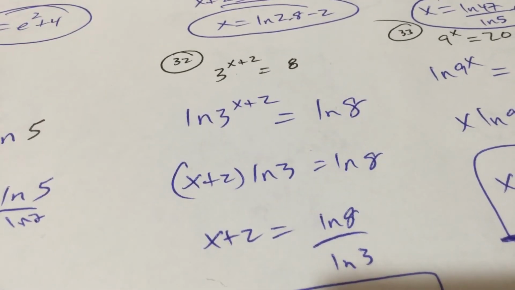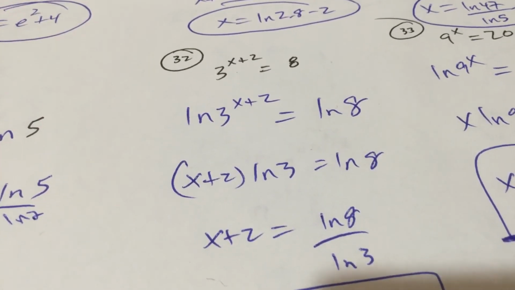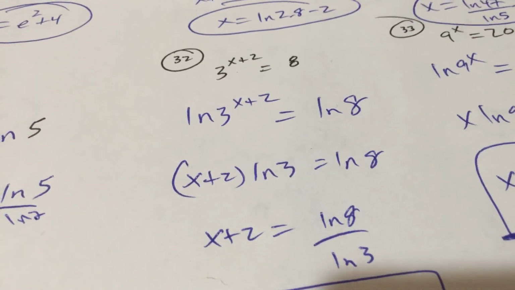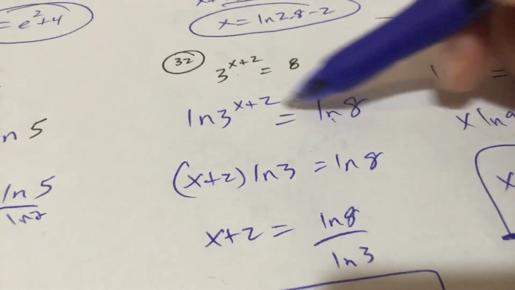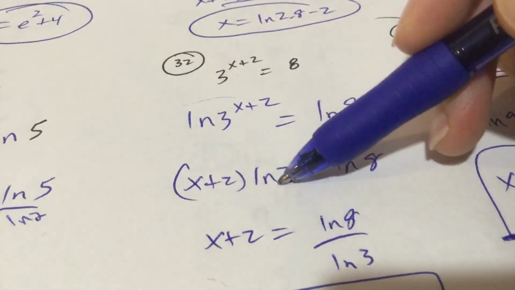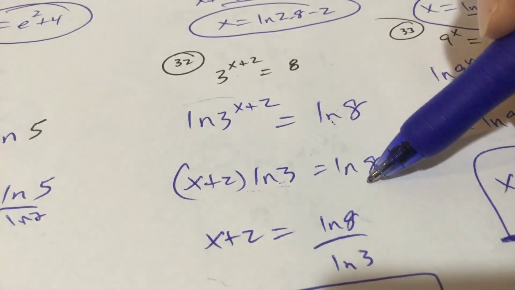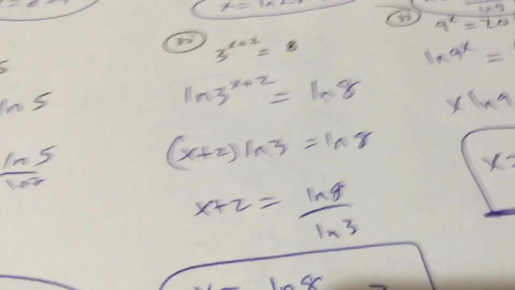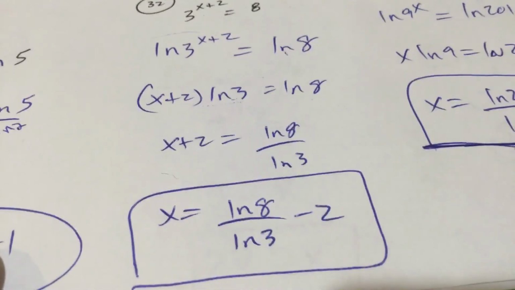I can't get 8 to be 3 to any power. It's almost 3 squared, but it's not. Attach natural log to both sides like I did. Bring down that exponent, x plus 2. Divide both sides by natural log 3. Subtract 2. Again, that is the exact answer, and that is the best answer.